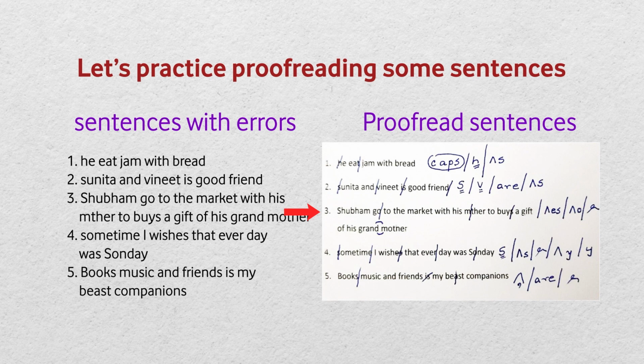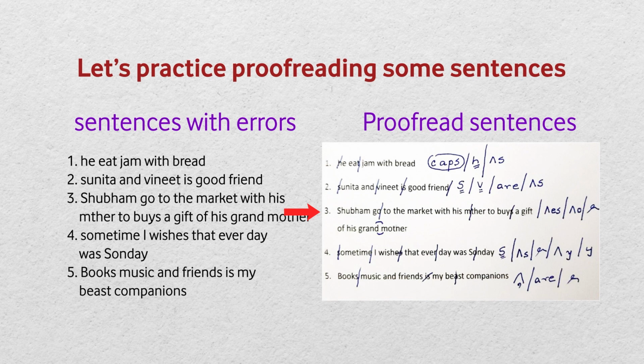All right, coming back to my sentence then. Shubham goes to the market, right? So we need an ES inserted after the go, which I have indicated there. Then mother has been misspelled because it's got an O missing after the M. So I've asked for an O to be inserted there.